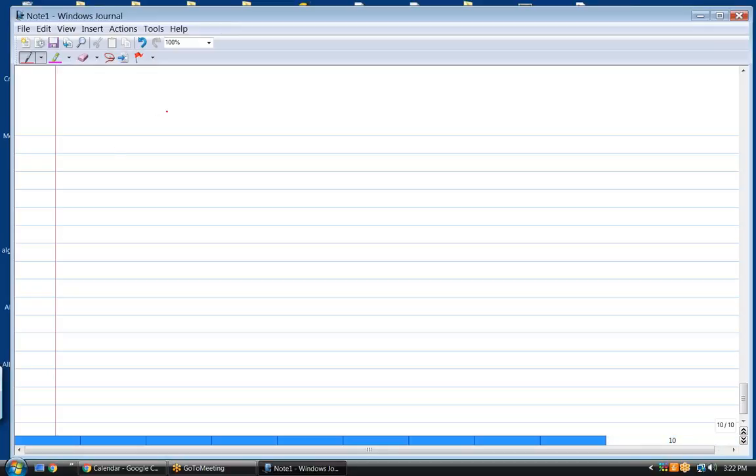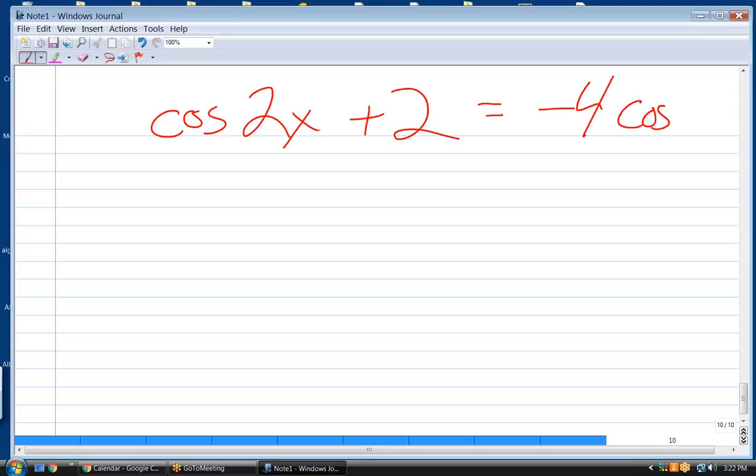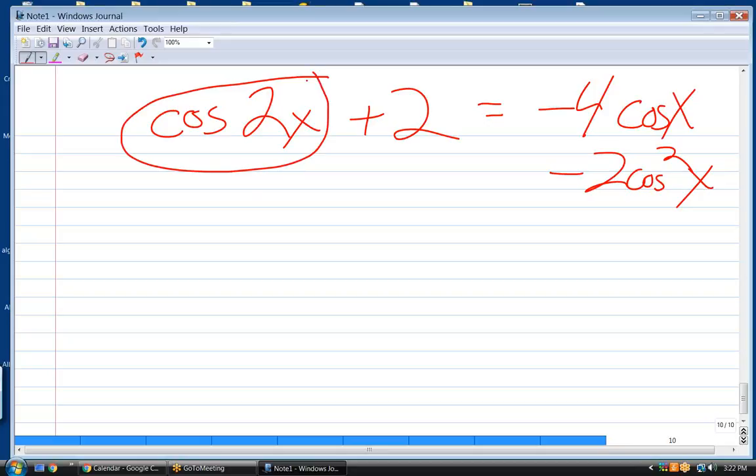Next one I have is cosine 2x plus 2 equals -4 cosine x minus 2 cosine squared x. Okay. Should I add everything on the right side to the left side? No, the first thing to notice here is that we have cosine x, cosine squared x, but we have cosine of 2x. Well, we want to change everything into x, not 2x's.